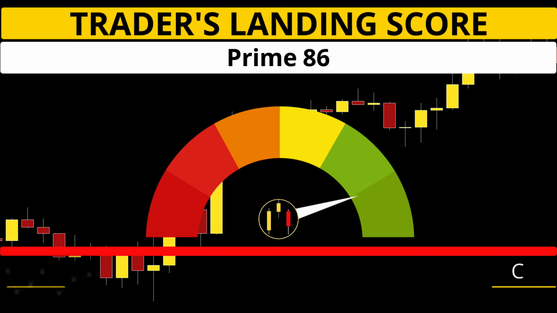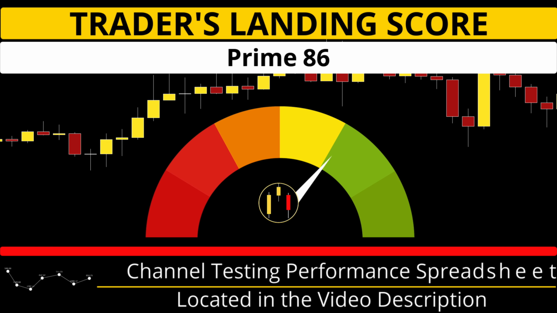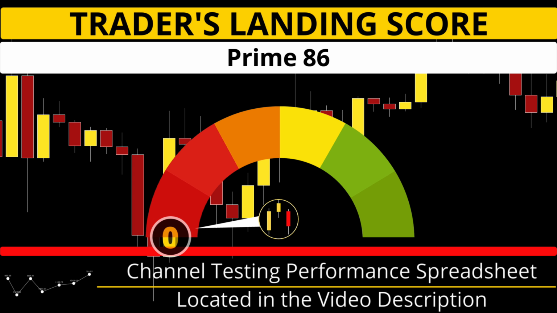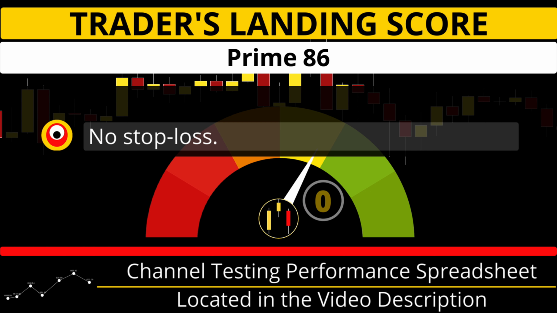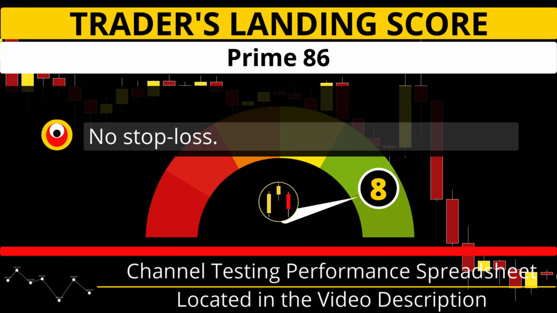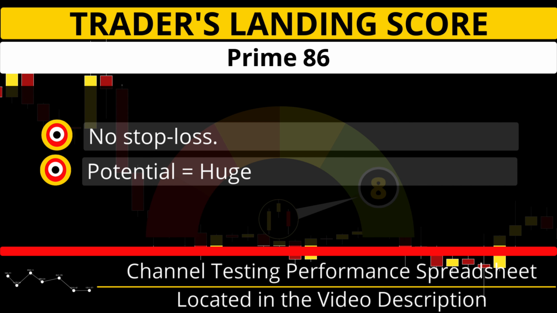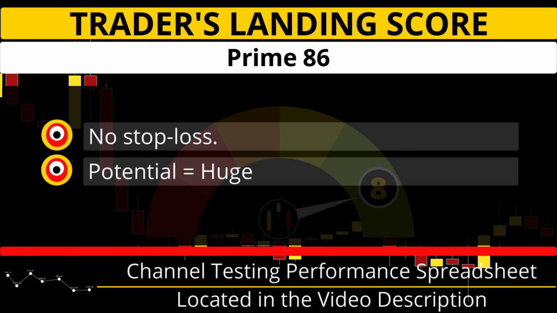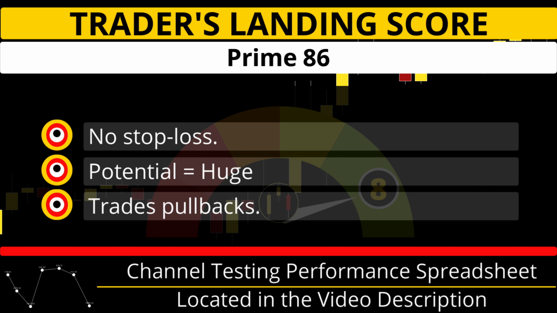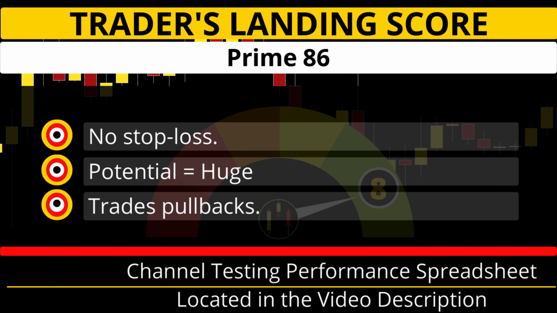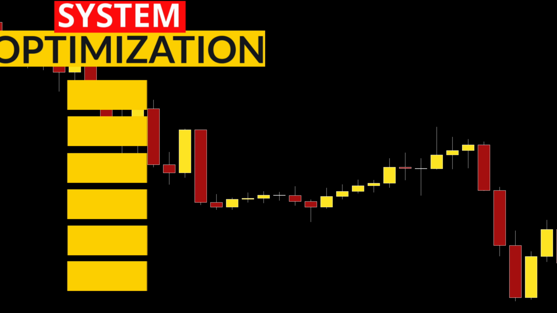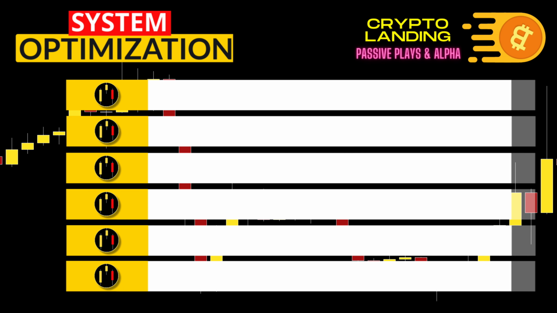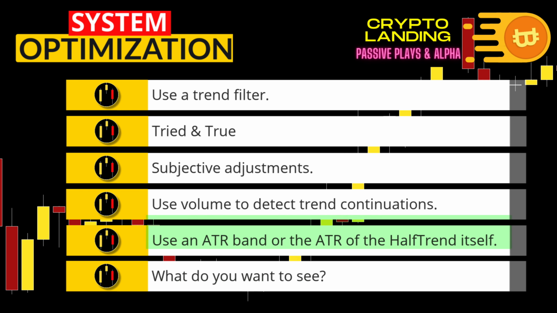I give this system as originally presented a trader's landing score of 0 because there was no stop loss. But I think in the higher time frames, this thing could be an 8 with little effort because further testing indicates the makings of a very profitable system. Additionally, this trades with the combination of entering with the trend after a pullback. Remember, the enemy of great is good. I have 6 ideas on how we can improve this system.